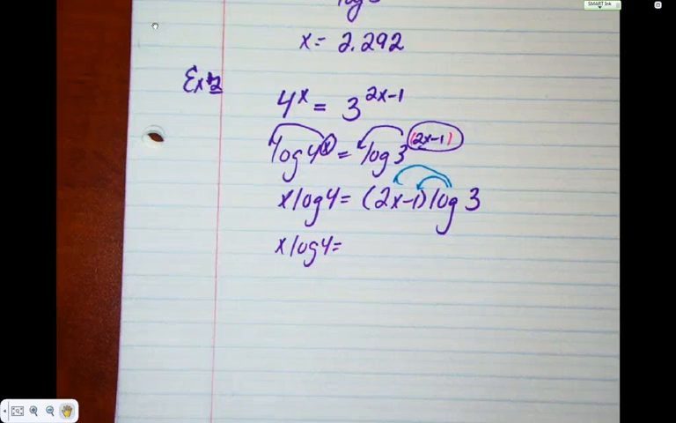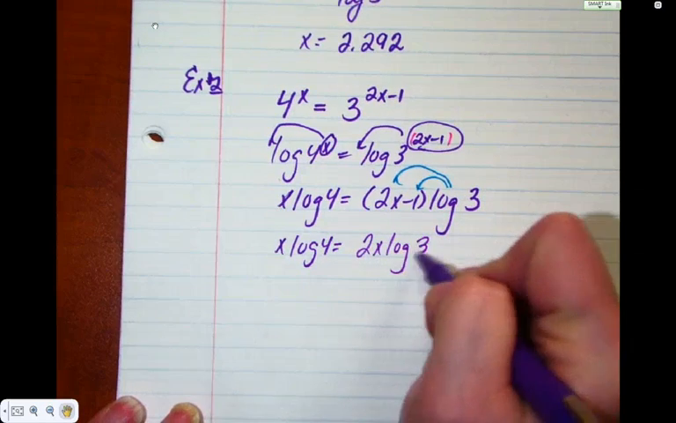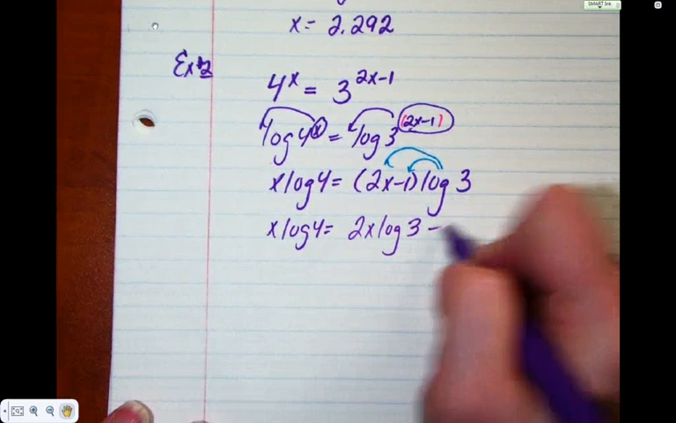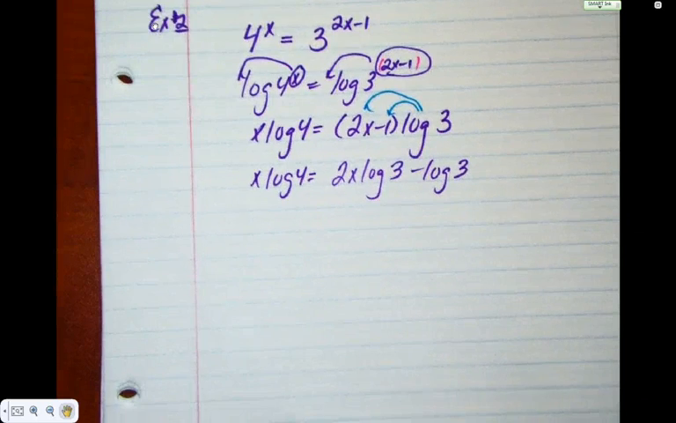Okay, so 2x times log 3, 2x log 3, minus 1 times log 3, minus log 3. Oh, this is where I want x's on one side. I mixed up the steps. So let's switch 2 and 1, because we want to put logs on each side first, then we want the x's on one side. Oh, I knew it was in there somewhere. So just switch 1 and 2.